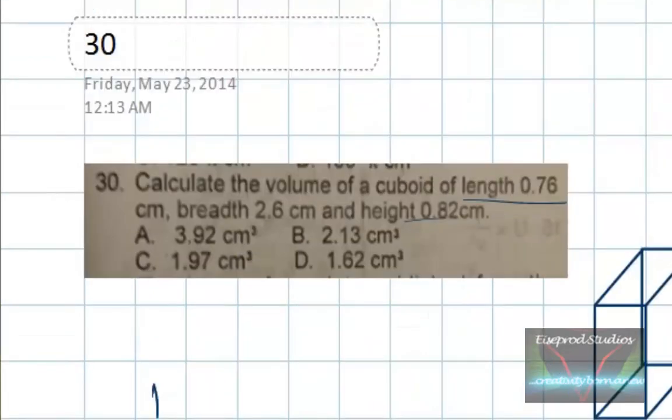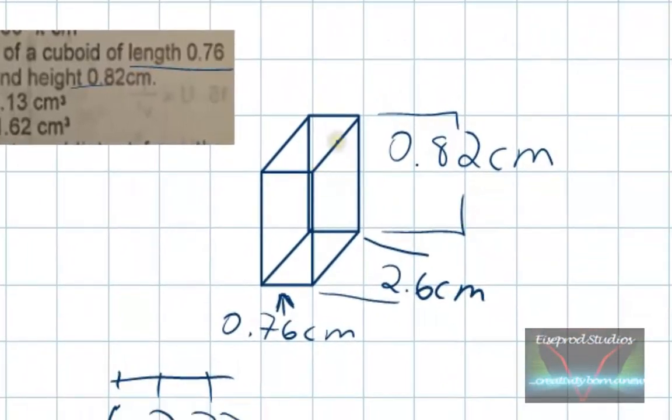So question 30 asks us to calculate the volume of a cuboid, and it gives us the length, the breadth, and the height. So I drew a diagram to illustrate the measurements that they gave us. And remember that when you're finding the volume of a cuboid, you want to multiply those three measurements. And so I started by multiplying two of them, the 0.76 and the 0.82. You can start with any two sides, just start multiplying.